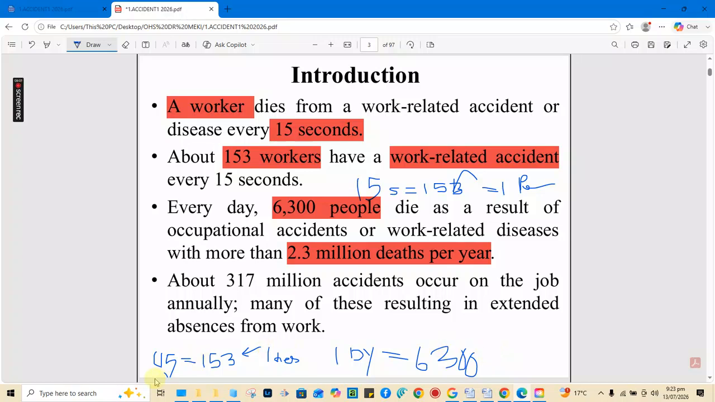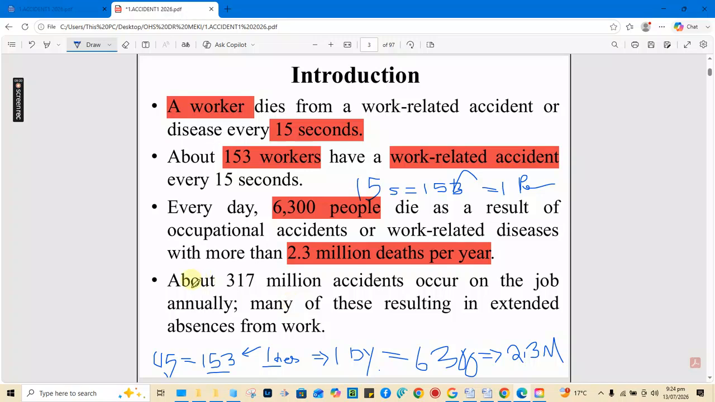Meaning per every 15 seconds, how many get injured? 153. Out of 153, one dies. Meaning in a day, you're going to have how many people dying? 6,300 people. Meaning if in a day 6,300 people die, how many people die in a year? We are saying 2.3 million. Okay, so these are things that are of interest.